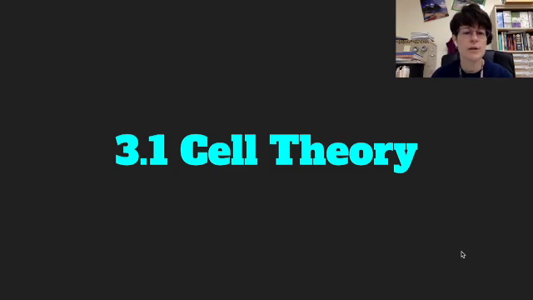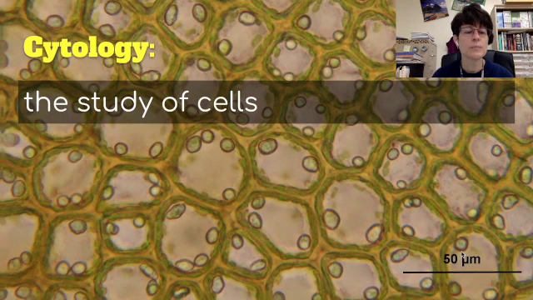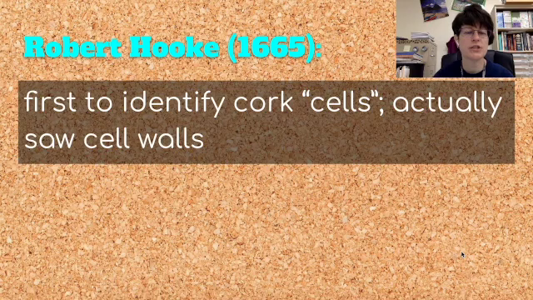So the first thing I want to talk about is section 3.1, cell theory. What we are going to be studying is actually called cytology. Cytology is the study of cells. And cytology began in 1665 with Robert Hooke. Using a microscope that he developed, he was the first to identify "cork cells," and I put that in quotes because they actually were not cells. They were no longer living. What he actually saw were cell walls of the dead cork cells, but he called them cells because they looked like the little rooms that monks live in, which were called cells.